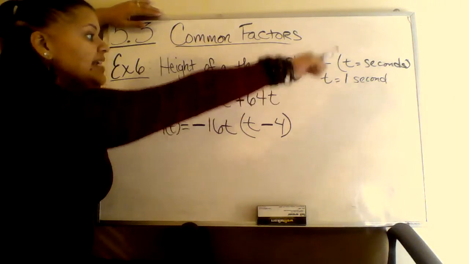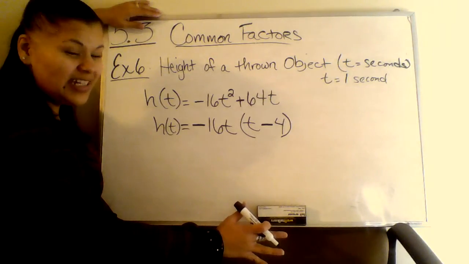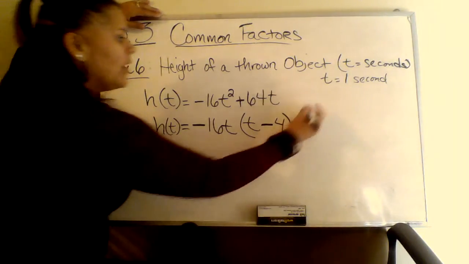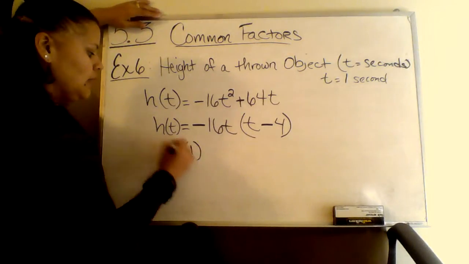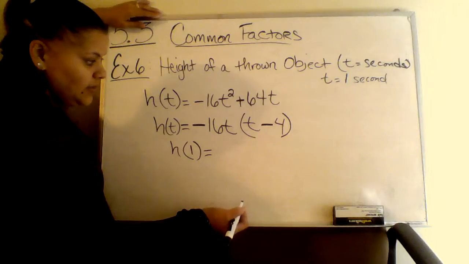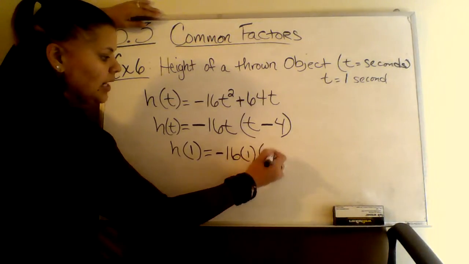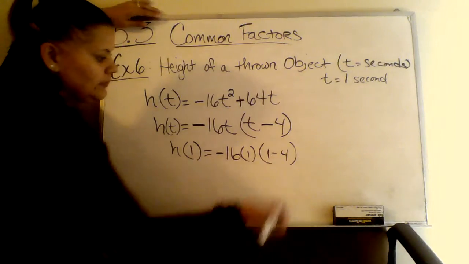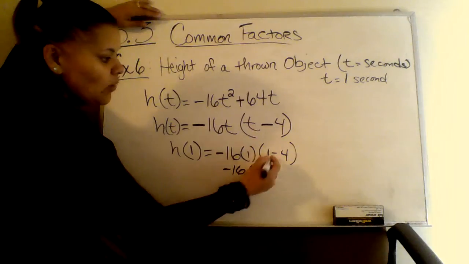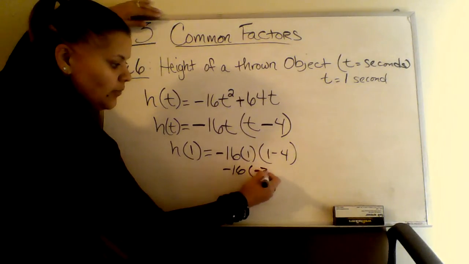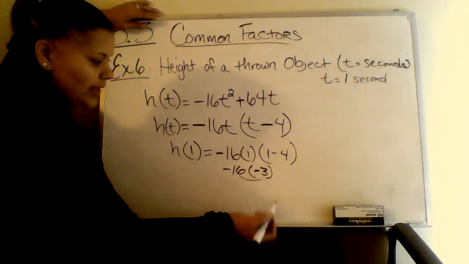Now, when t is 1 second, I need to solve for that now. So I got to find out what it's going to equal. So now I say, when t is 1 second, I say negative 16 times 1 times 1 minus 4. So that I do this out. So this is negative 16. And then 1 minus 4, that's negative 3. So negative 16 times 3, multiply that out.